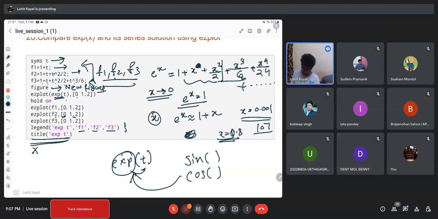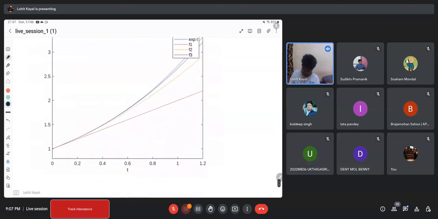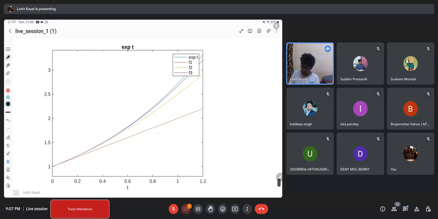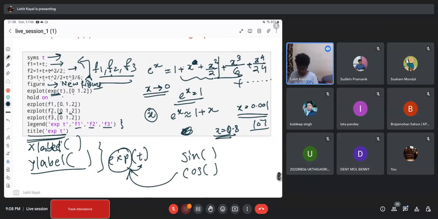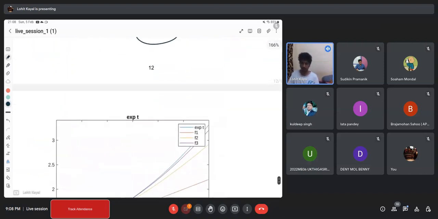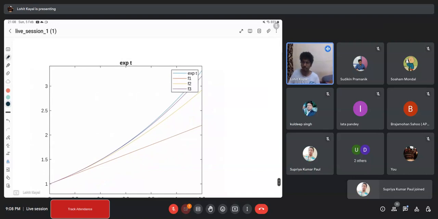You can add x label and y label. I haven't added that because we already know how to use that. So you can see that this is the comparison. You can modify this result and increase the plot size using line width and those things. I don't know if those things work for EZ plot or not, so just check that. You can actually try it at home. I have just done it using EZ plot.